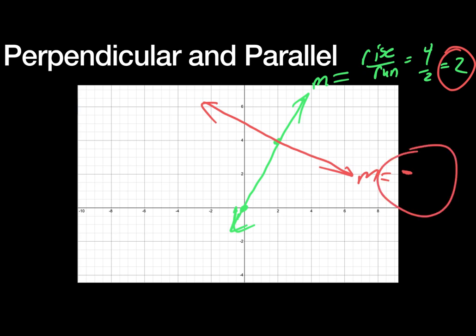Just do negative 4 over negative 2? It would be negative 4 over negative 2. Well, it would be, put it this way. If it has to be negative, I'm just going to take these numbers and flip them.